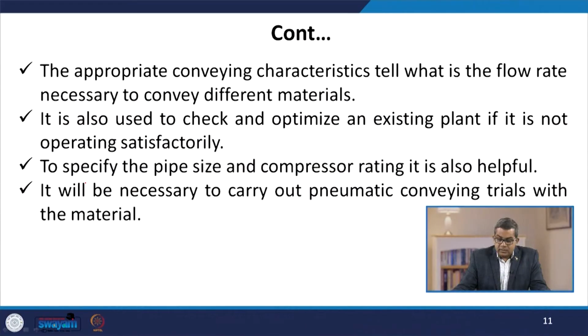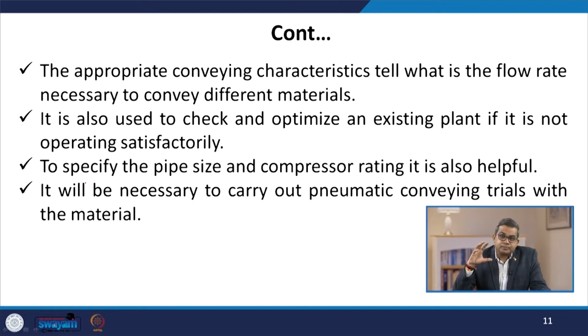The appropriate conveying characteristics usually tell what the flow rate necessary to convey the different materials is. They are also used to check and optimize an existing plant if it is not operating satisfactorily, so a cross check can be done in this regard. They are also very helpful to specify the pipe size and compressor rating.